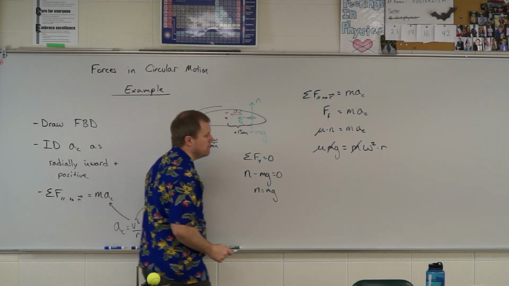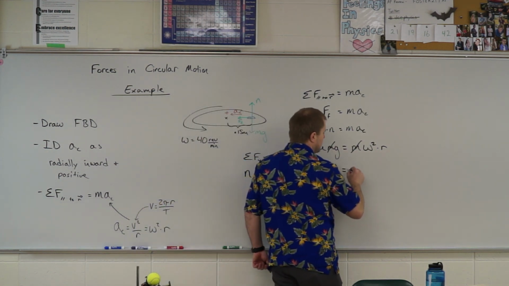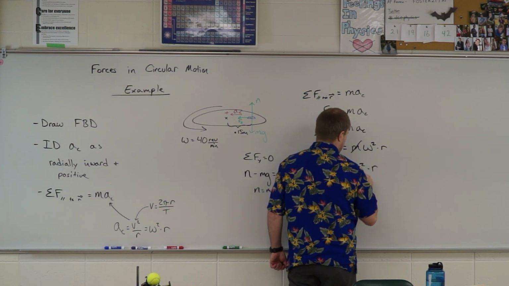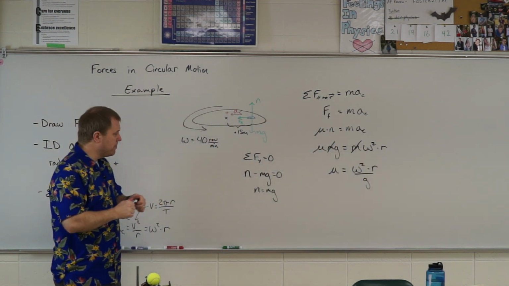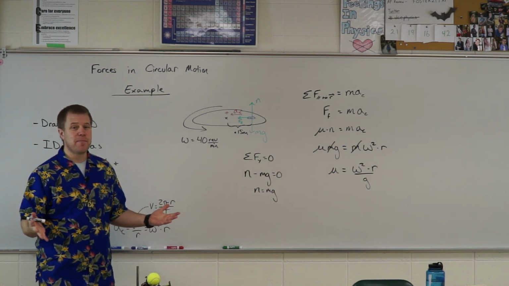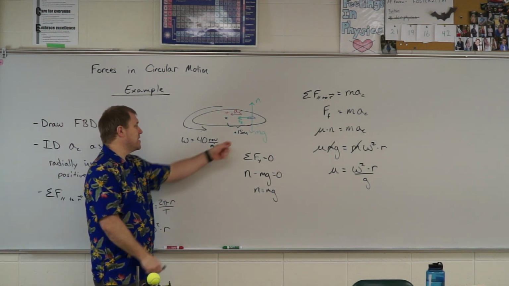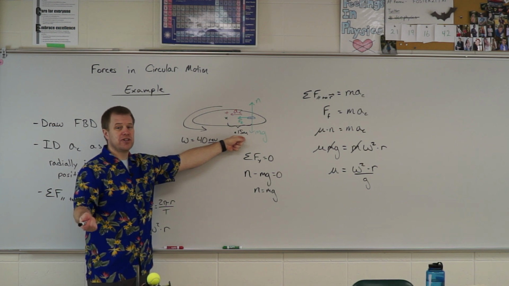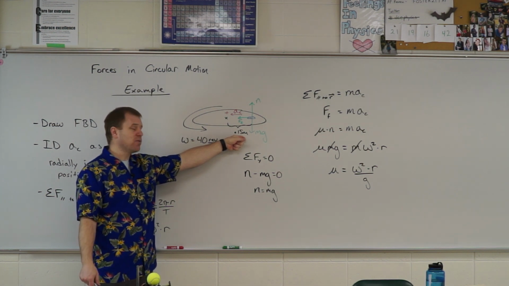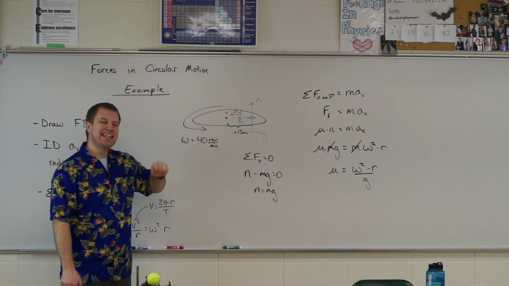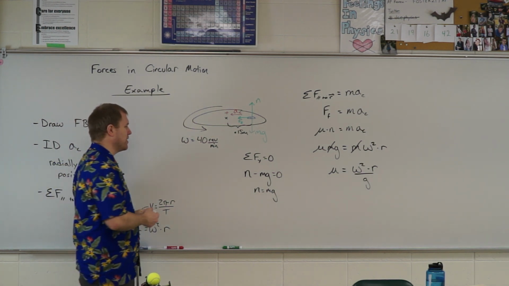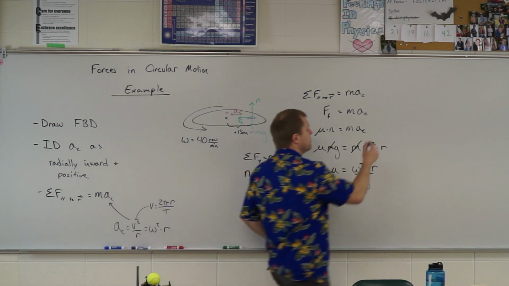We're solving for mu, so mu is going to be omega squared times r divided by g. One extra bit before we plug in our numbers: we've got to make sure everything has compatible units. The radius is 0.15 meters, acceleration of gravity 9.8 meters per second squared. However, omega is in revolutions per minute, and it needs to be in radians per second. So we're going to have to make that conversion here.